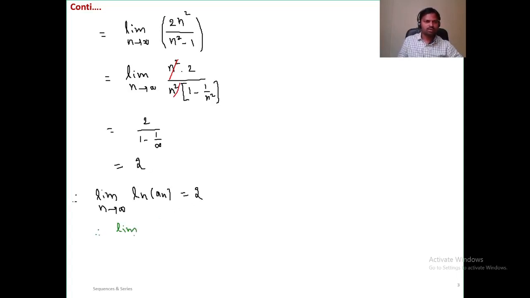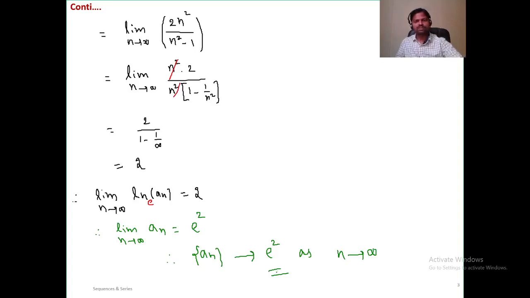Here, since nothing is written, the base is e. Send this to the other side as the reciprocal. So limit n tends to infinity, the a n value is e power 2. Therefore finally the given sequence a n converges to e square as n tends to infinity. Check your answer. Hope you have done already. The answer is e square. The given sequence converges to e square.